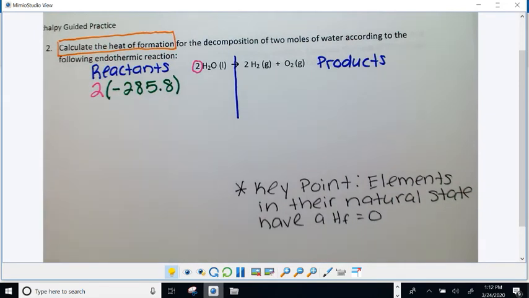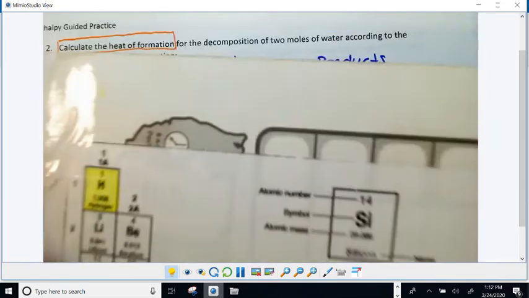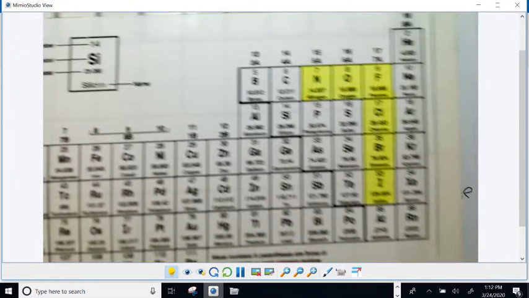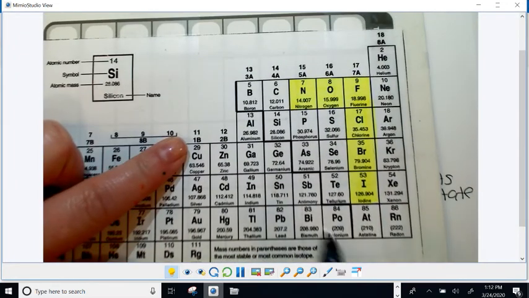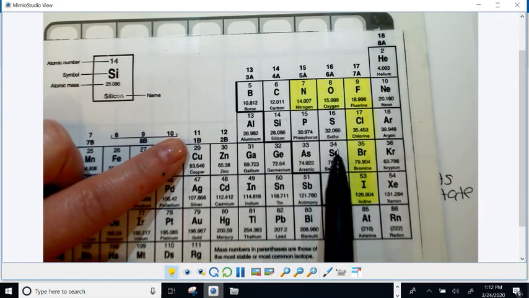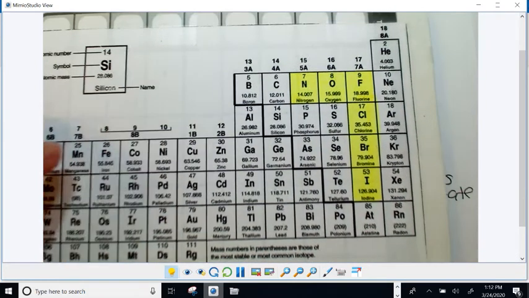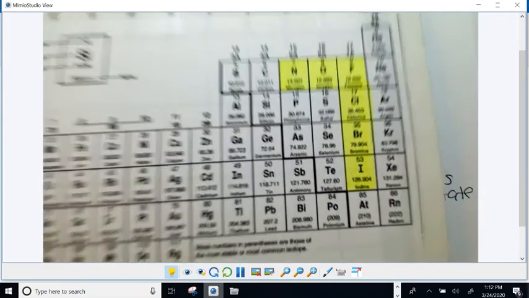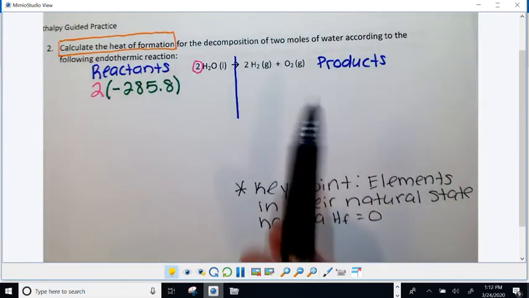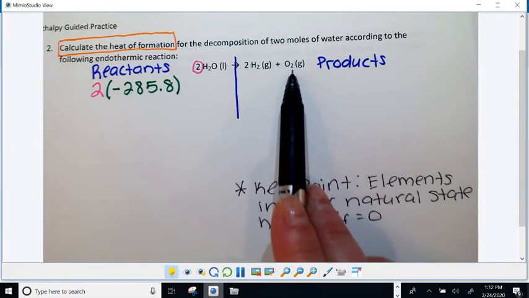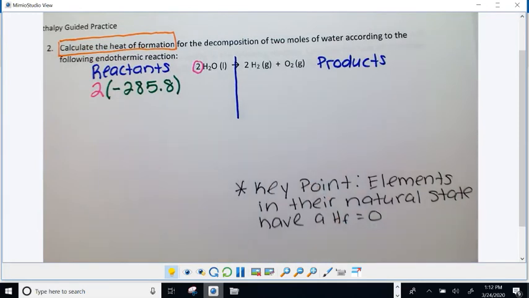One thing I do want to point out to you is that we do have those elements that are special 7, which are hydrogen, nitrogen, oxygen, fluorine, chlorine, bromine, and iodine, the highlighted ones. In order to be in their natural state, they must all have a little 2 behind it like this. If they do not, then their heat of formation will not be 0. So we're going to continue.